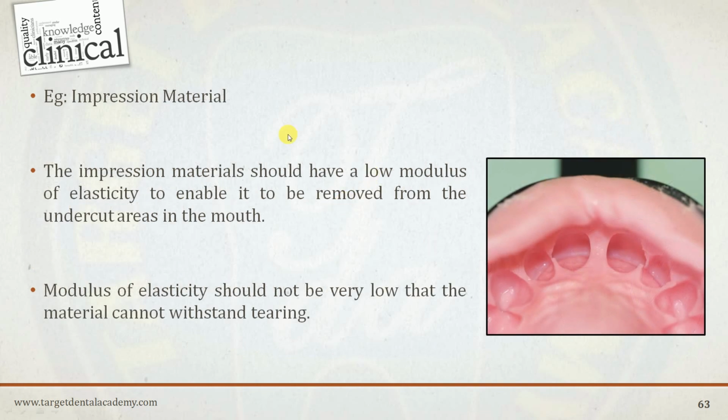Another example, impression material. The impression material should have a low modulus of elasticity to enable it to be removed from the undercut areas in the mouth. So it has a low modulus of elasticity, so it is a flexible material, but the modulus of elasticity is not so low that the material cannot withstand tearing. Important.